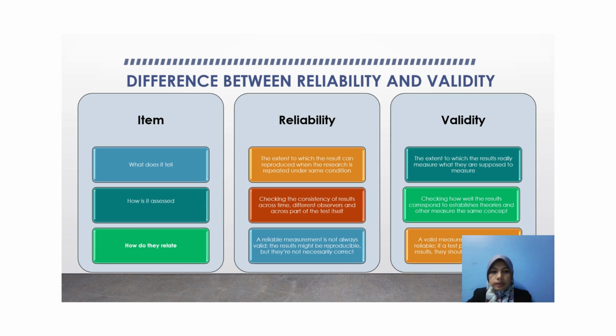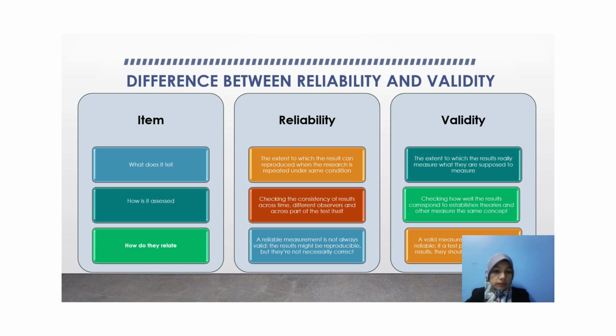Okay, so in terms of how it is assessed, reliability is assessed by checking the consistency of results across time, different observers, and across parts of the test itself. Whereas validity is assessed by checking how well the results correspond to established theories and other measures of the same concept.